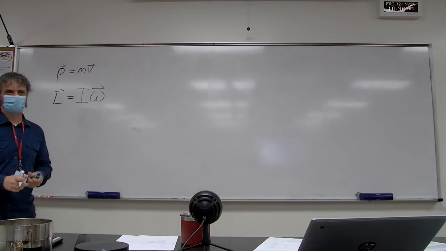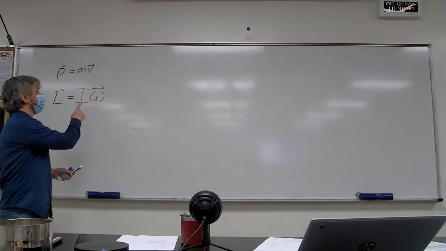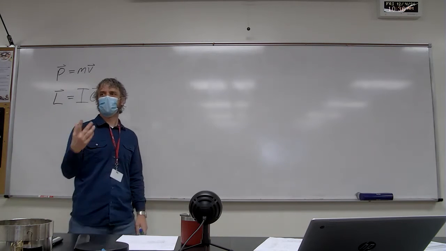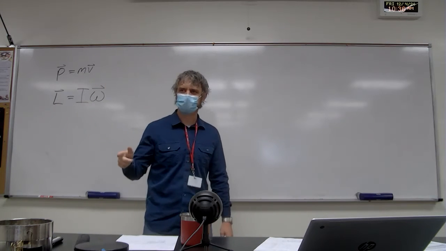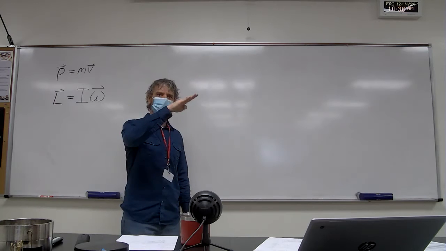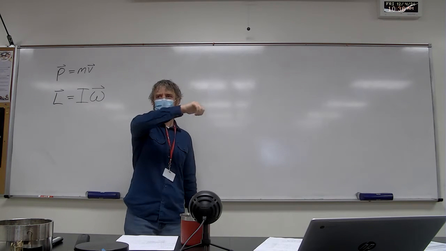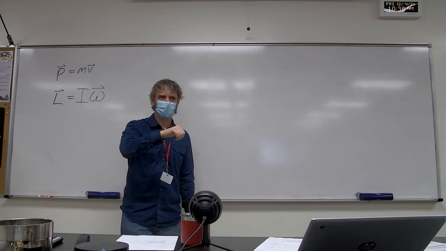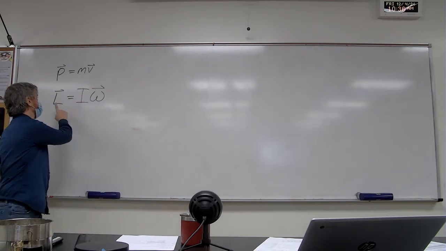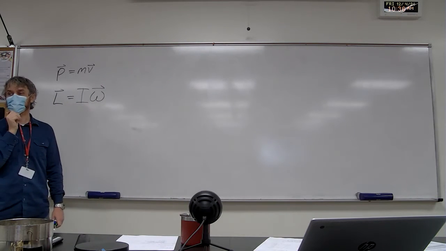Okay, and these are vectors. Remember, angular velocity is r cross v. Point your fingers in the direction of the position, curl them in the direction of v, and your thumb then points in the direction of omega, the angular velocity. So the angular momentum does the same.